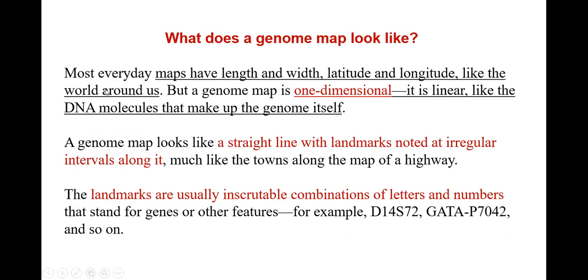On the chromosome, which genes are located where? Depending on the organism and the type of gene, they use specific letters and numbers. For example, this number is associated with the gene D14S72, and this one is associated with the transcription factor GATA, which again has a specific number. You give specific notations in the genome, and it is a linear, one-dimensional, straight line with landmarks. Again, the landmarks are not regular. They are at irregular intervals.